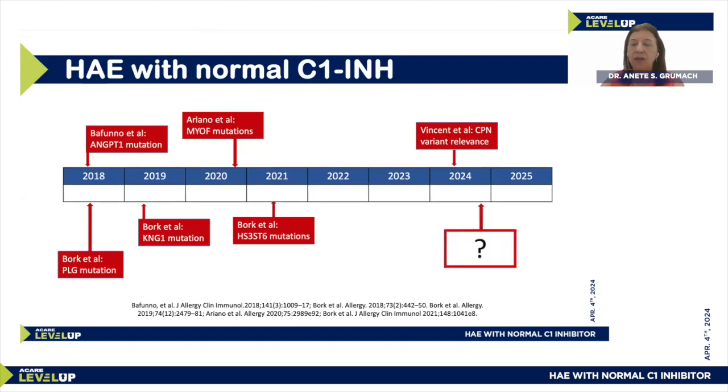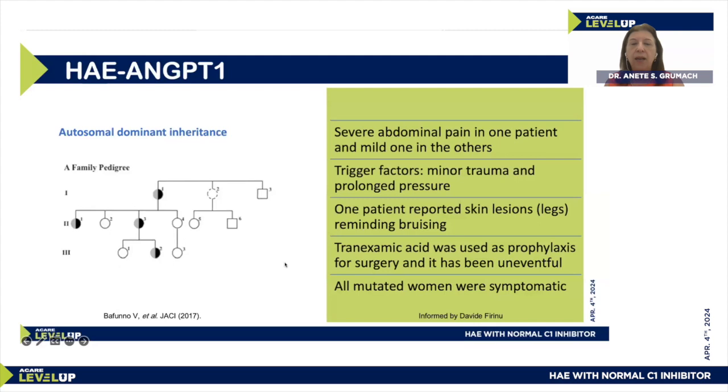And we are going on with looking for new mutations, and we still have a lot of patients with unknown mutation. Regarding angiopoietin 1, we also had the description of autosomal dominant inheritance. We have one family, but we are still studying this family. They present severe abdominal pain in one patient, mild in others. Trigger factors are minor trauma and pressure. The patients present bruising.